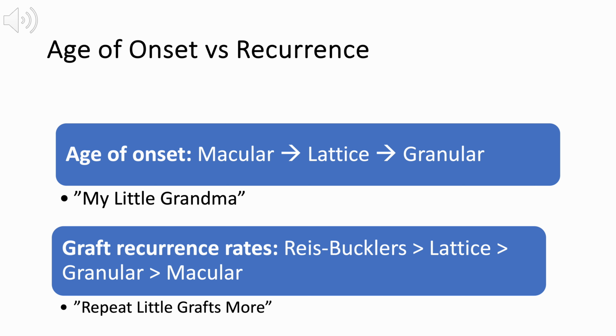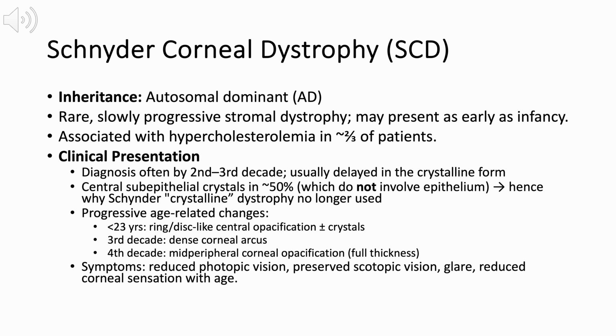When it comes to graft recurrence rates, the order shifts. Recurrence is most common with Reis-Bücklers, followed by lattice, then granular, and least with macular. The mnemonic here is "repeat little grafts more," which mirrors that order. These memory tools make it much easier to keep straight both the timing of onset and the likelihood of recurrence after grafting. Next, we will talk about Schnyder corneal dystrophy.